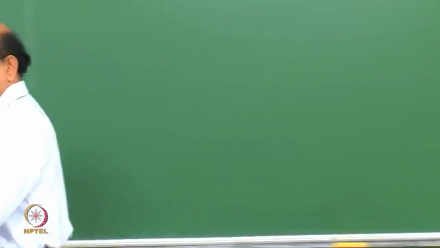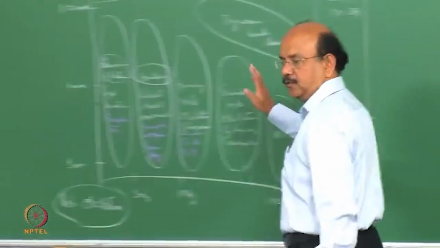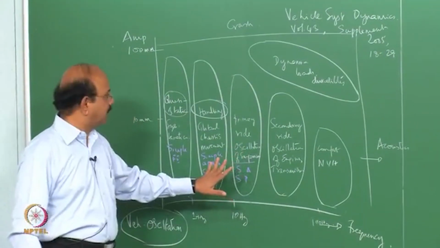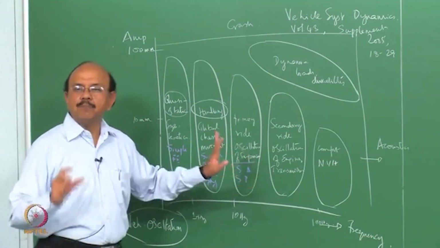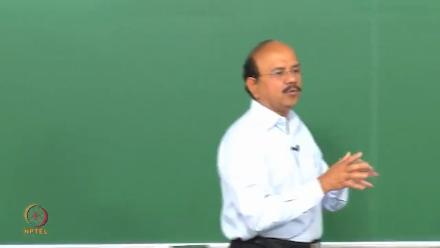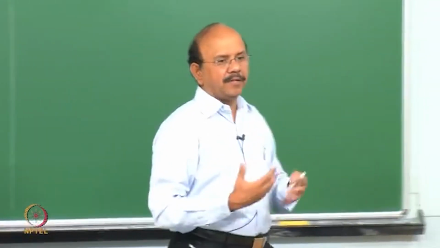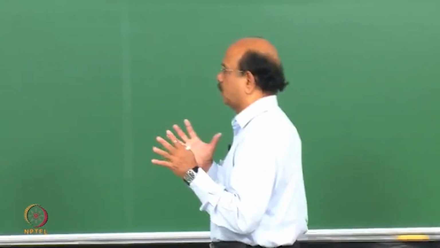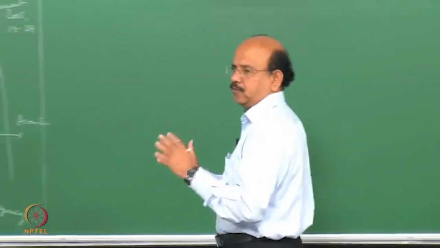Ride usually is divided into two categories. One is what is called the primary ride, and the other is what is called the secondary ride, purely in terms of the frequencies. The lower frequencies at 10, 12 hertz, you would call this a primary ride. People vary when they define what exactly the primary ride frequency is, and so on.